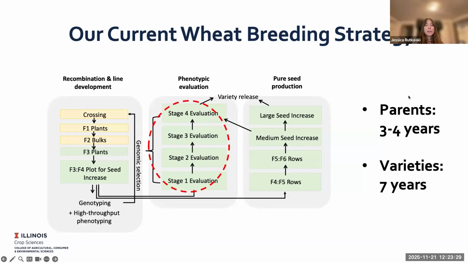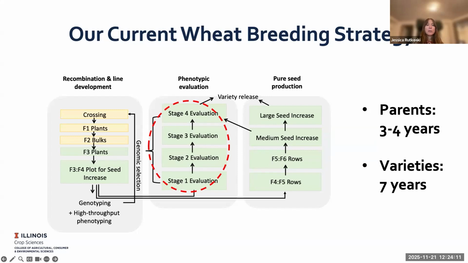Here, I've just indicated how long it takes to get to a variety. So with our process moving from line development all the way to phenotypic evaluation, it's 7 years, but we can select parents after about 3 to 4 years. So our breeding cycle is actually 3 to 4 years. That's because of the time that it takes from crossing to identifying a parent from those crosses, that's the cycle time. So that's really what drives the genetic gain. And every breeder wants to develop varieties more quickly. So that's also a great added bonus when you're shaving off breeding cycle time.